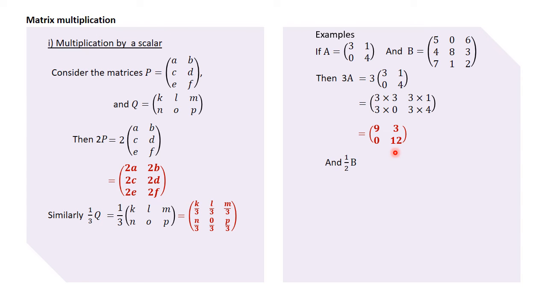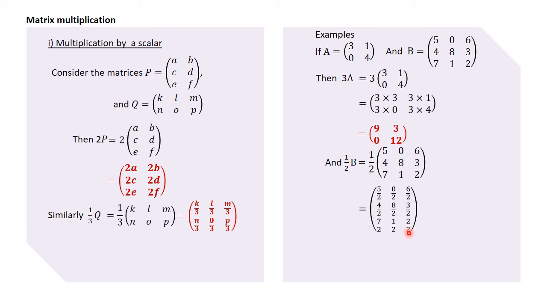Moving on to another example, a half B. We have already the matrix B is 5, 0, 6, 4, 8, 3, 7, 1, 2. Half of that would mean that every element of the matrix B is halved, or if you like, multiplied by 1 over 2. And so it will look like this. This is a scalar, and of course, these are the elements, the matrix B. And so we're going to have 5 divided by 2, or 5 times half, 0 times half, 6 times half, 4 times half, all the way up to 2 times half, which is going to be this particular matrix here.